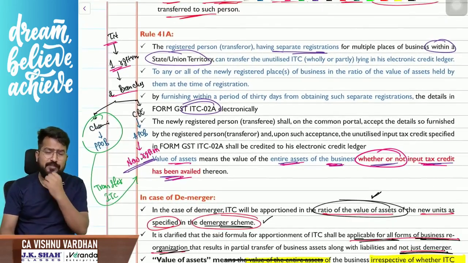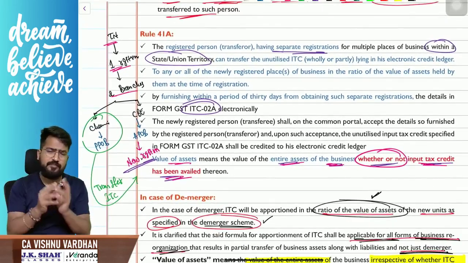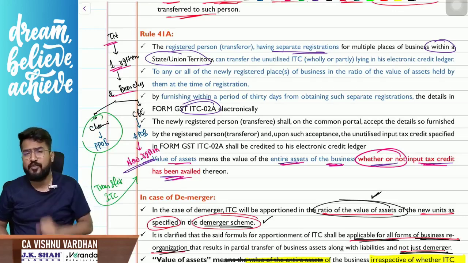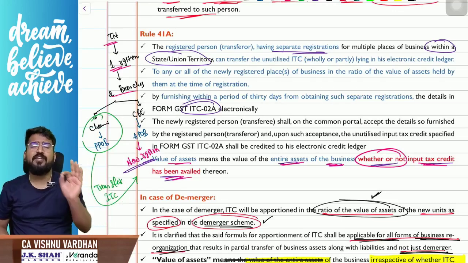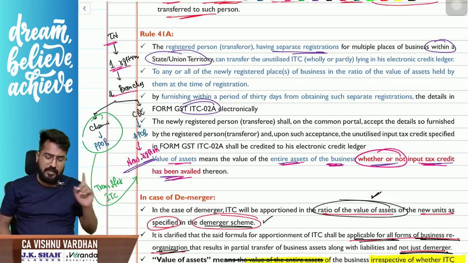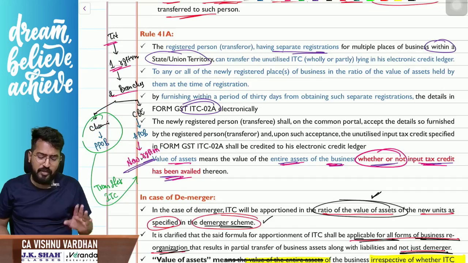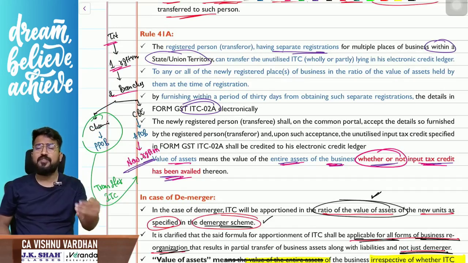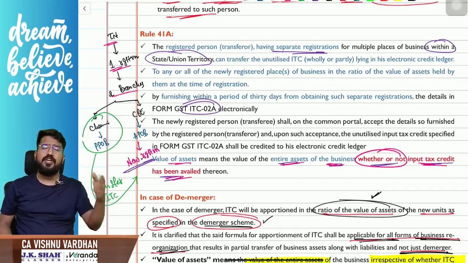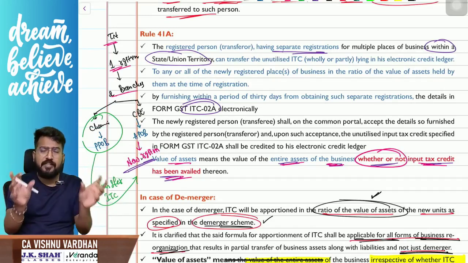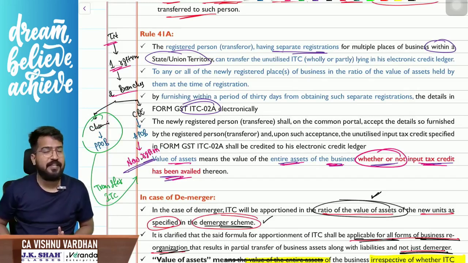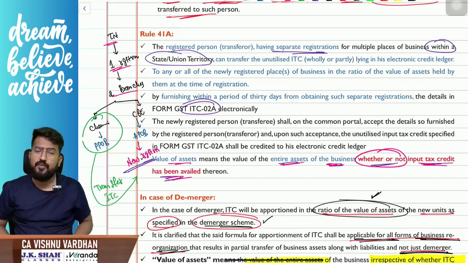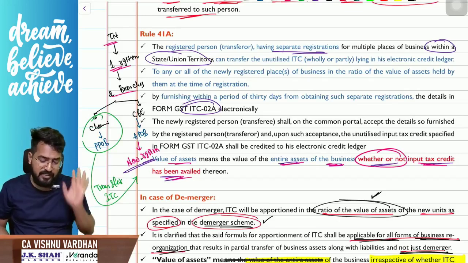And now, sir, when you are splitting the ITC, when you are distributing it in the ratio of the value of assets held by that Coimbatore branch, all the assets should be considered irrespective of whether ITC has been taken on those assets or not. That is the important thing. Clear? So I repeat, whether on the business assets you have taken ITC or not, it doesn't matter. You can take all the assets and, in the ratio of how much assets each branch is having, in that ratio you can split and transfer the ITC balance to the newly registered unit in the same state. Now I repeat, newly registered unit in the same state.